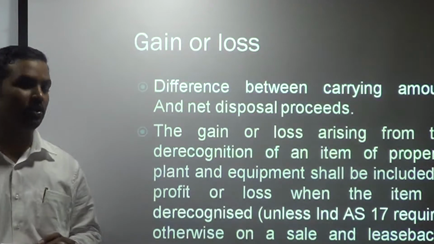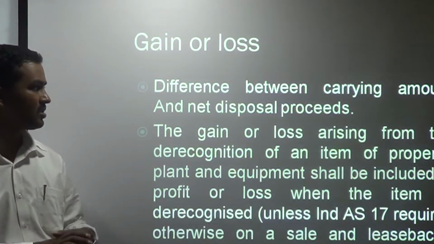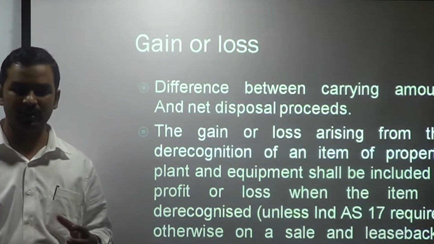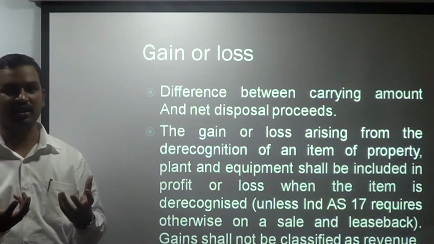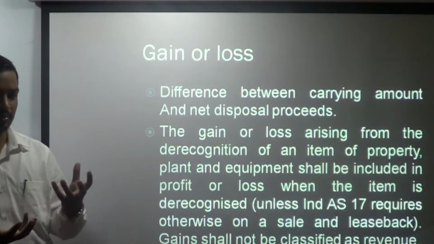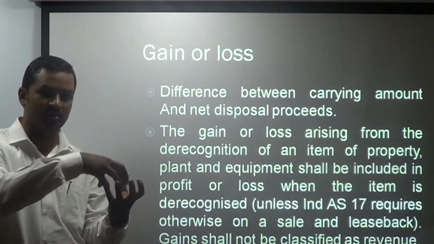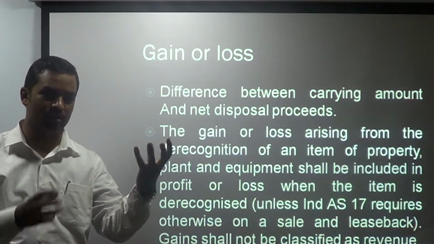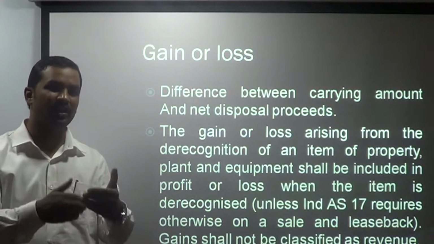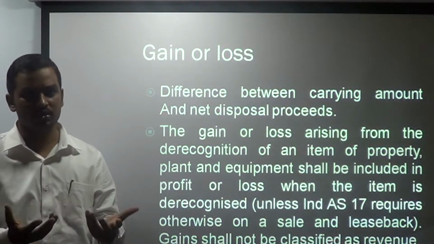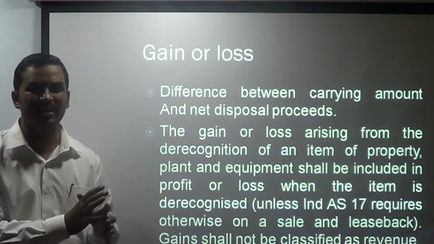Next, how to deal with gain or loss. Suppose I have disposed of property, plant and equipment. How to deal with gain or loss? The standard says first of all find out the difference between the carrying amount, that is the WDV of the asset, with the net sale proceeds. See, why I am saying net sale proceeds is when you dispose of property, plant and equipment, at the time of disposal you would have to incur some disposal cost. So sale price minus disposal cost will give you net disposal proceeds. Compare it with carrying amount. If net disposal proceeds is more than the carrying amount, then you get a gain. That gain or loss should be recognized in the profit and loss account immediately. There cannot be any deferment, there cannot be any delay.